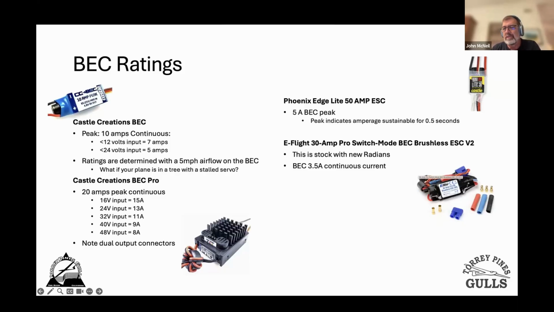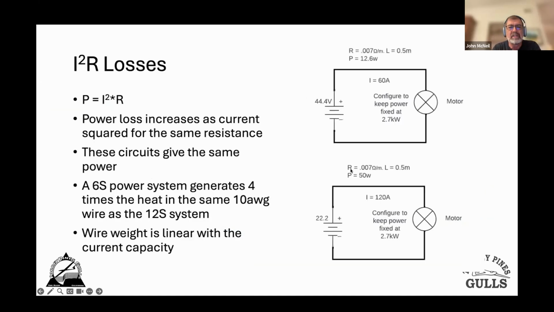This is an example that a lot of guys are flying, like an F5J, and this is the BEC that comes with the new Radians. Notice they give a 3.5 amp continuous, which is nice and plenty for something like a Radian, even a night Radian. But the older E-flite ones didn't have that current capacity.